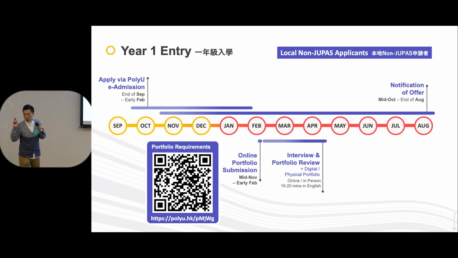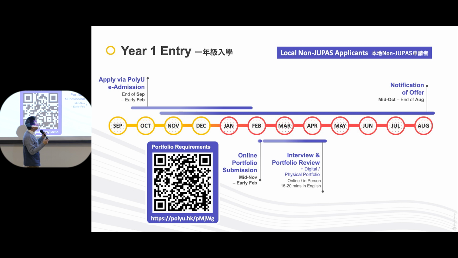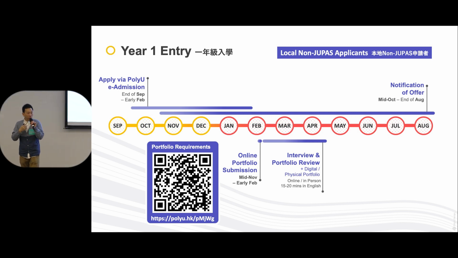So this is for non-local, non-JUPAS students. For those who are studying IB, this is the timeline for you. You don't have to wait for the DSE exam. So you may apply here via PolyU admission until February. So it's rolling base. Once you're ready, you can do that. And submit your portfolio in February. So after you registered your applications, this is the time for you to submit portfolio. And March and April will be the time for us to screen your portfolio and arrange the interview. So before May, probably you will have chance to join the interview.